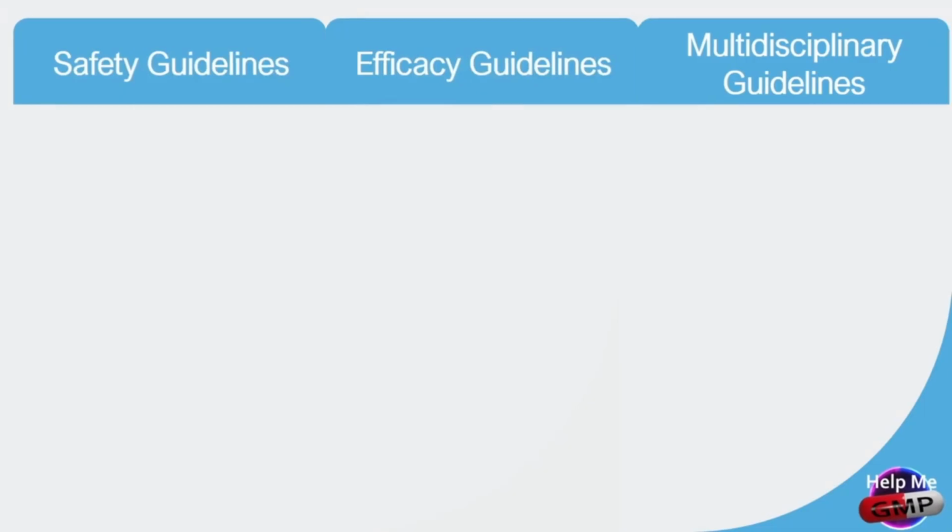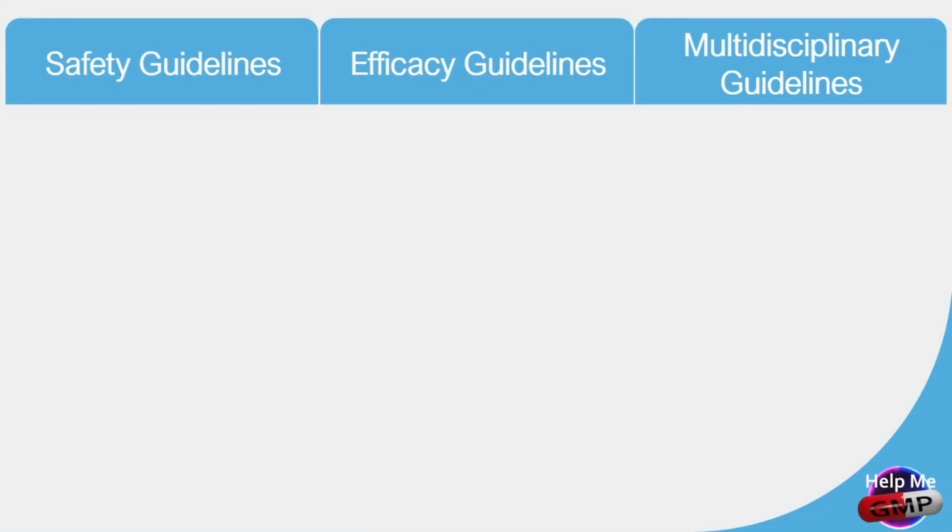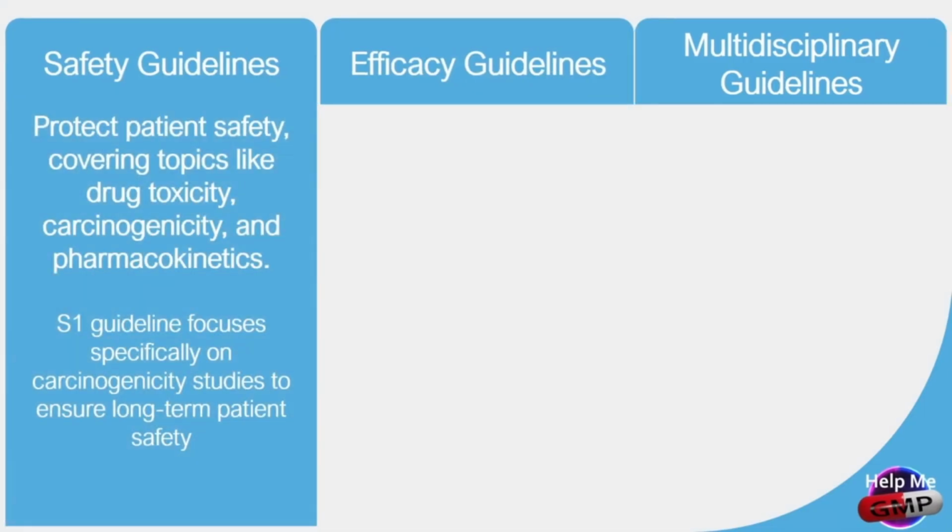Here is a brief overview of the other guidelines that may be applicable to you. Firstly, safety guidelines are there to protect patient safety, covering topics like drug toxicity, carcinogenicity, and pharmacokinetics. For example, the S1 guideline focuses specifically on carcinogenicity studies to ensure long-term patient safety.